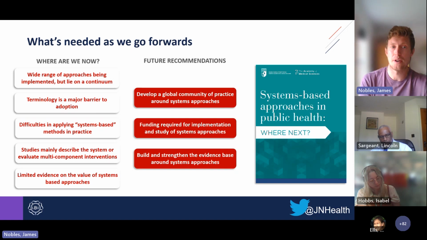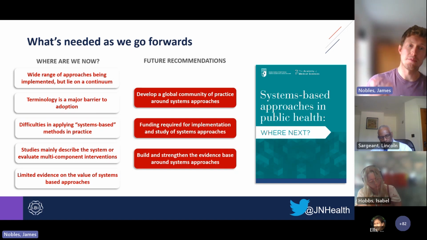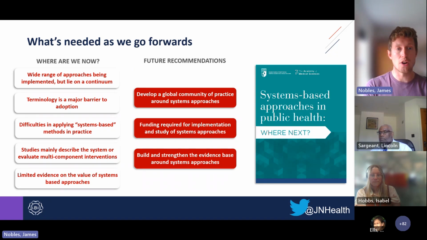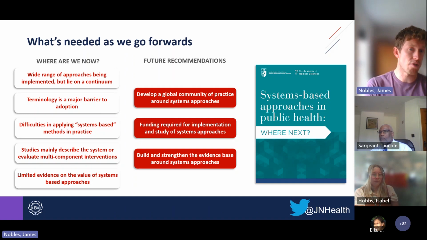So the first was about developing a global community of practice around systems approaches. Given that so many people and places are now using these and they're talking about using these, it's to try and bring those people together so that we do collectively get a bit more of a shared understanding of what's actually going on within this space and what are some of the difficulties that people are facing, and maybe how as a community can we start overcoming some of those. So it's about trying to speed up and improve and strengthen the work that's going on around systems approaches.